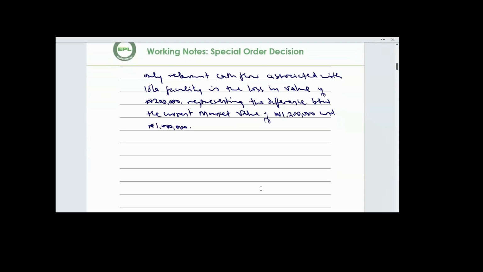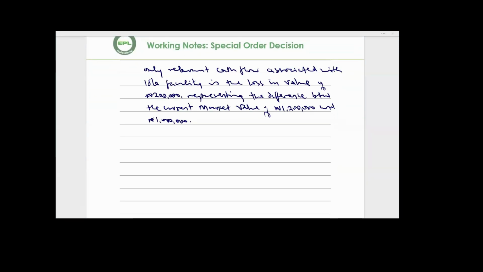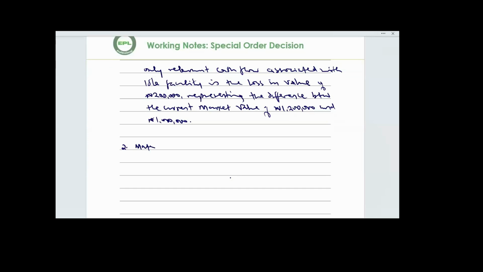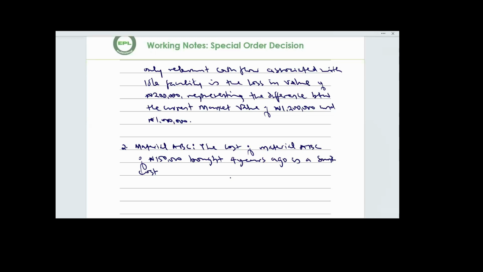You see the way we are doing it? That's what is expected of you. Let's move on to the next one. Paragraph 2. In paragraph 2, we are given material ABC bought 4 years ago at 150,000 naira. So we said that is not relevant. So number 2, material ABC. The cost of material ABC of 150,000 naira bought 4 years ago is a sunk cost, and therefore not relevant to the calculation.